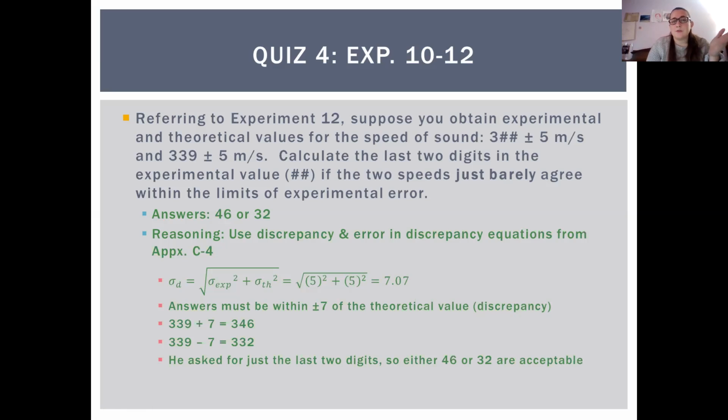And he then asked for just the last 2 digits of the experimental value. And a lot of students missed that key part, so Canvas marked them wrong. I then went back and made sure that you got credit for that, but be careful of those sorts of things. So he was looking for either 46 or 32, just those last 2 digits.